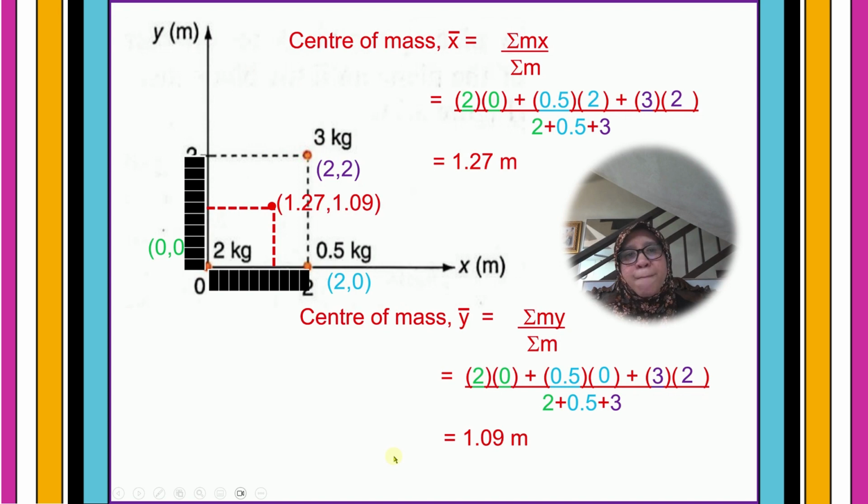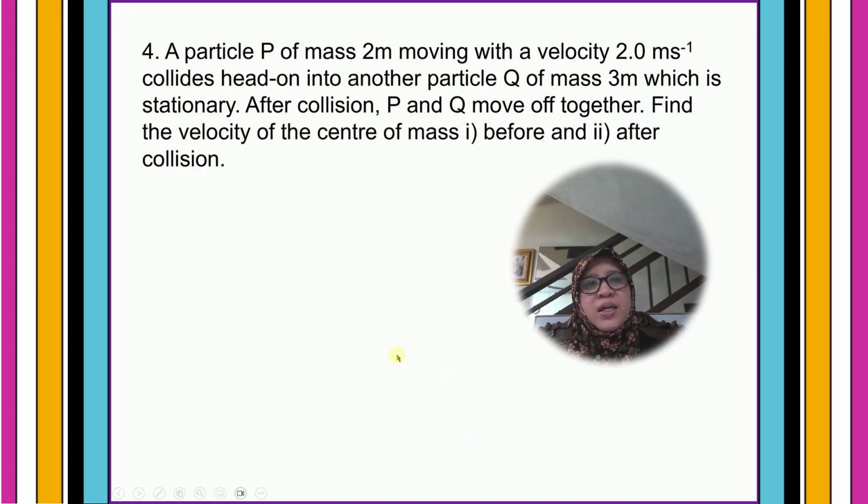Okay, next we go to question 4. A particle P of mass 2m moving with a velocity 2 meter per second collides head-on into another particle Q of mass 3m, which is stationary. After collision, P and Q move off together. Find the velocity of center of mass.